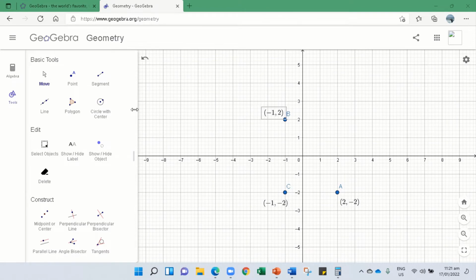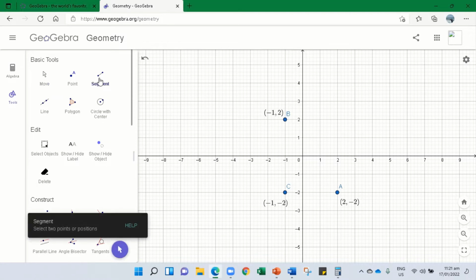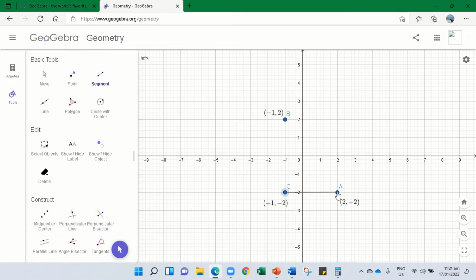Hi, so at this point, we'll look at a given. I'm using GeoGebra, the geometry application. I created already 3 points here, such as point A with coordinates 2 comma negative 2, point B with negative 1, 2, and then point C will be negative 1, negative 2. Now, let's see if we could get the distance between C and A.